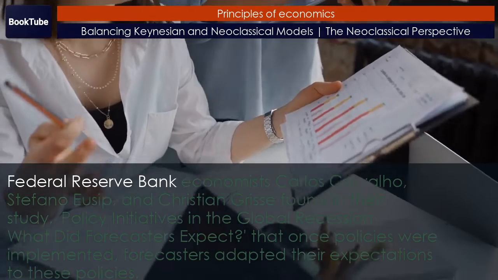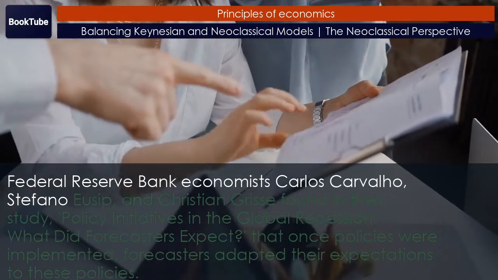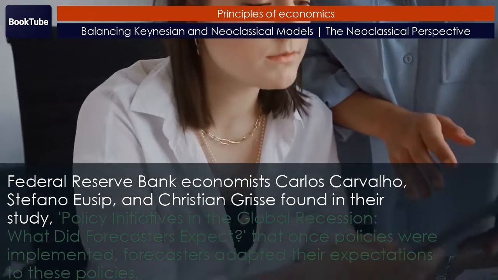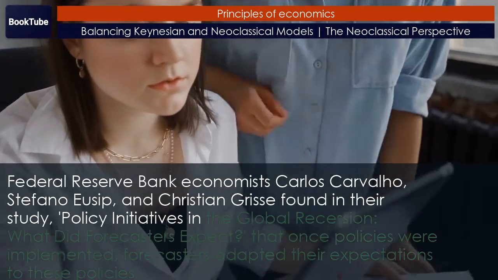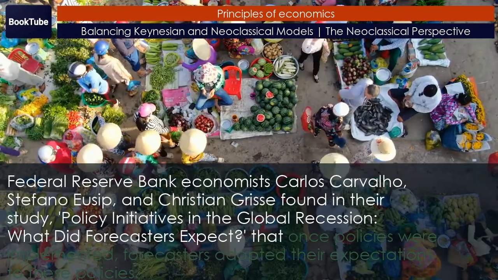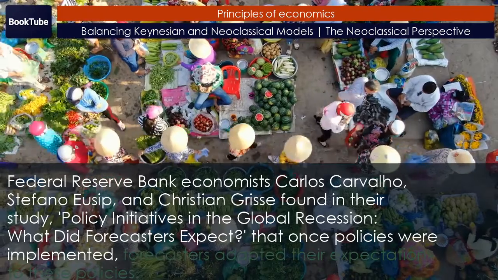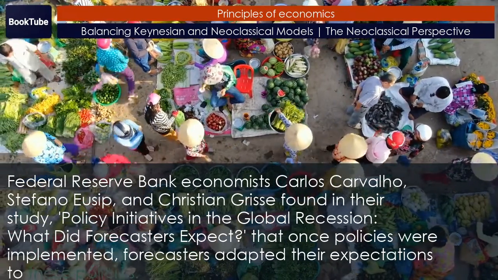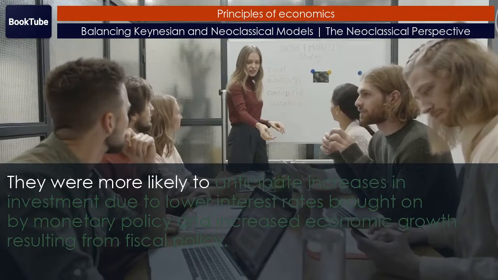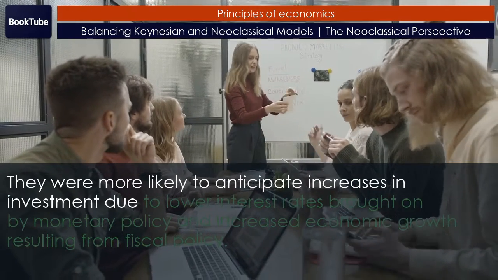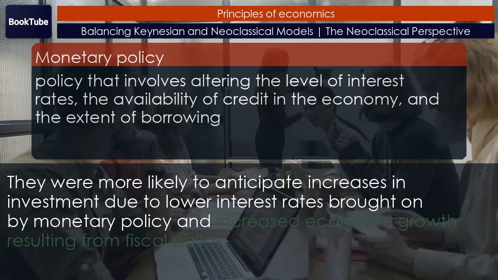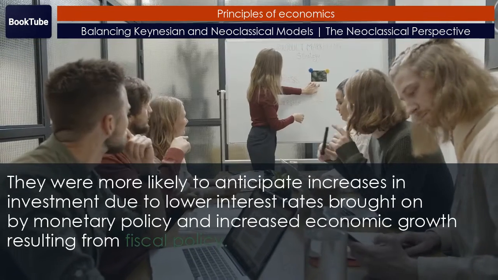Federal Reserve Bank economists Carlos Carvalho, Stefano Eusepi, and Christian Grisse studied policy initiatives in the global recession. What did forecasters expect? They found that once policies were implemented, forecasters adapted their expectations to these policies. They were more likely to anticipate increases in investment due to lower interest rates brought on by monetary policy and increased economic growth resulting from fiscal policy.